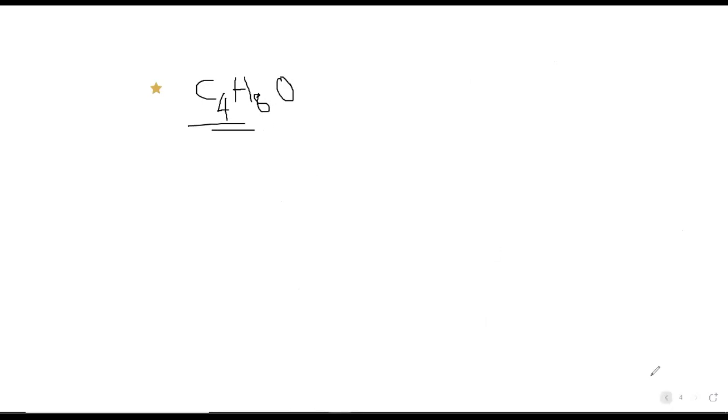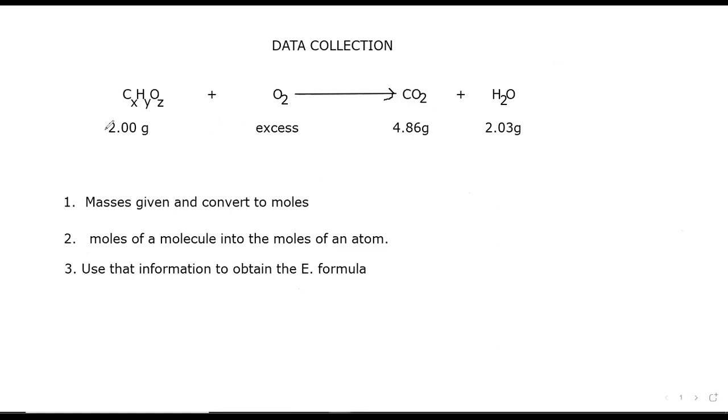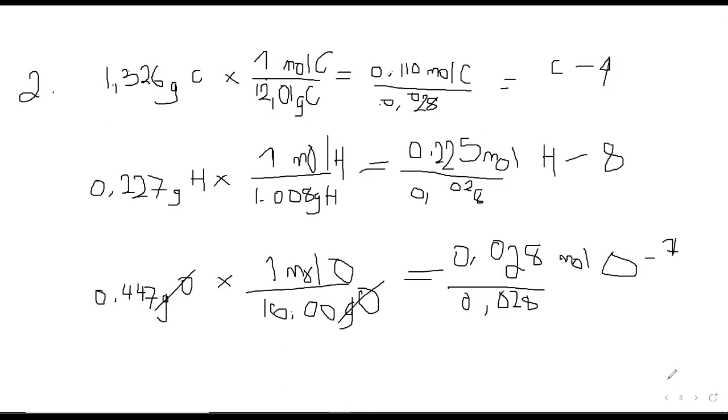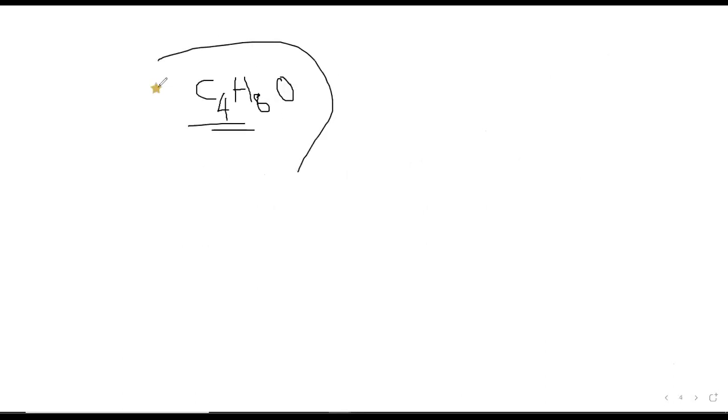Just to recap, we converted the masses that were given into moles. Then we used those moles to get the moles of each atom, and then used that information to get the empirical formula. So that's how we get the empirical formula.